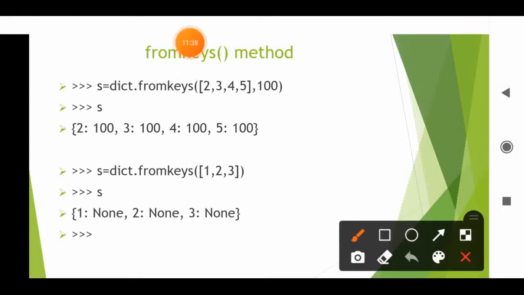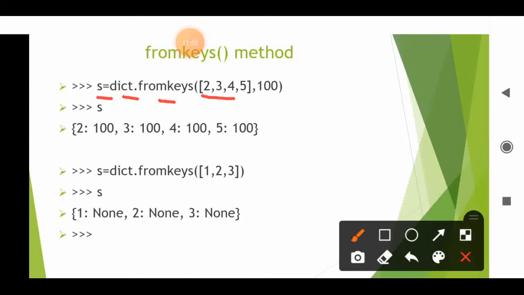See, listen, I have created the dictionary named s. So what is the syntax for writing this fromkeys? The dictionary name dot fromkeys. The sequence of key values you have to mention in the square brackets.